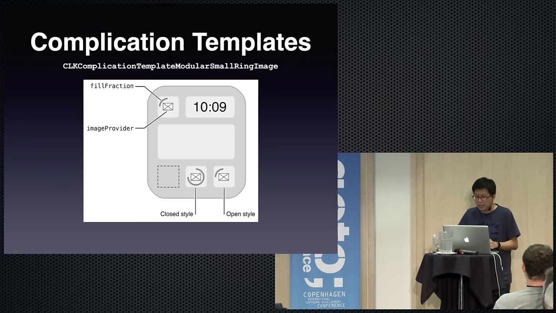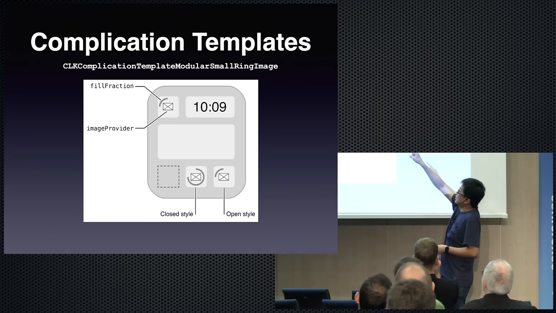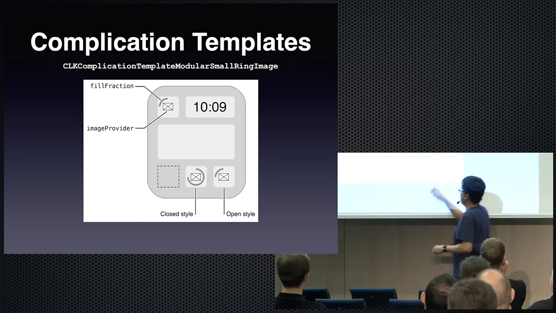But if you think that this is not what you want, you can select another template, for example, called the modular small ring image, where you can display an image, and at the same time, you can display a ring. And a ring can either be closed style or open style. So for example, you want to display the rating of an item.